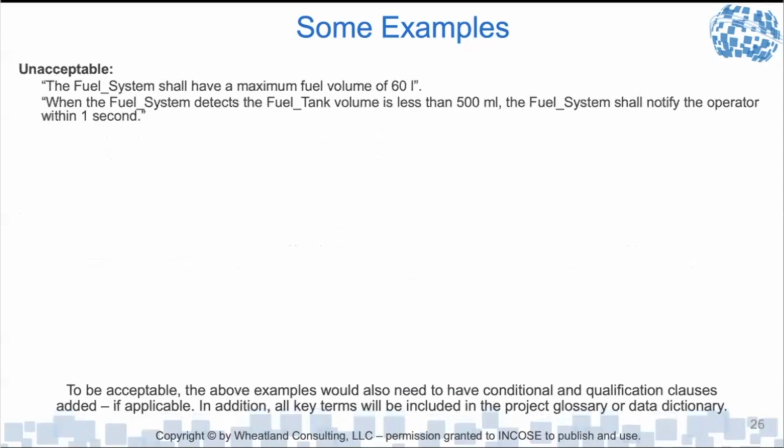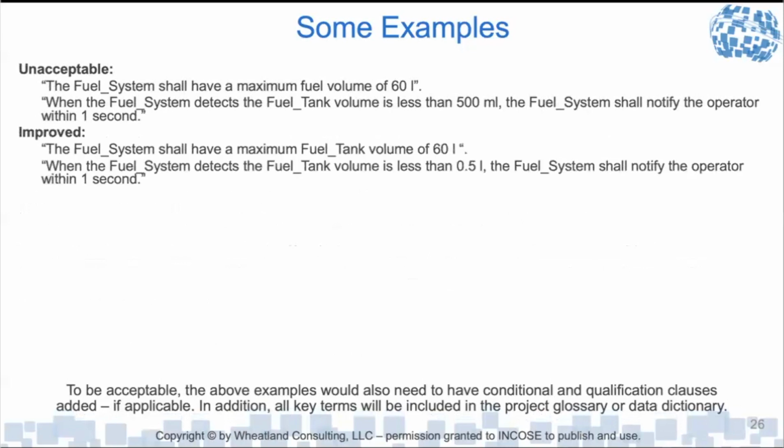Some more examples. Fuel system shall have a maximum fuel volume of 60 liters. When the fuel system detects fuel tank volume less than 500 milliliters, the fuel system shall notify the operator within 1 second. So here they're both using metric, but they're using different units of measure. So improved, you'd want both to use liters for consistency.